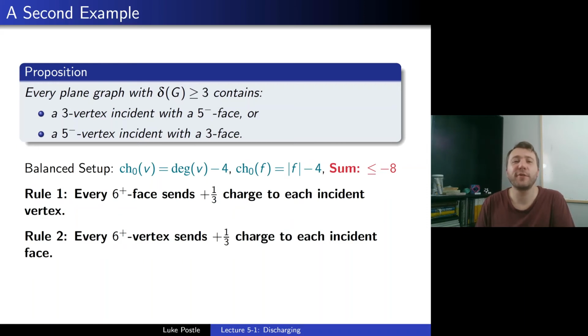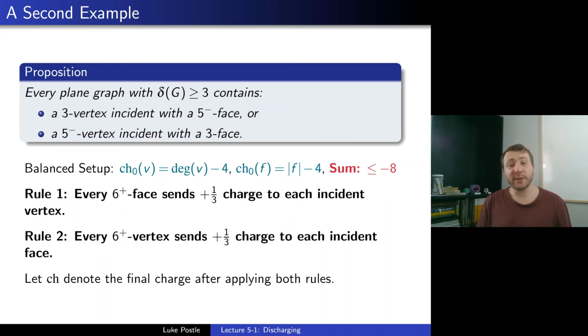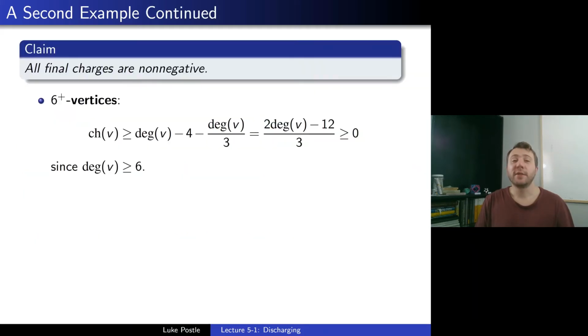So these are our 2 rules, highly symmetric, and now we just have to proceed showing that after these rules, where we have a final charge, again we'll denote with CH without the 0, that the claim is that all the final charges are non-negative, and then we'll get a contradiction. So how do we do this?